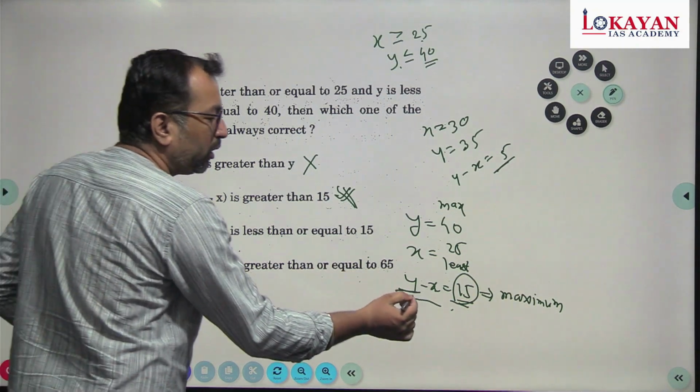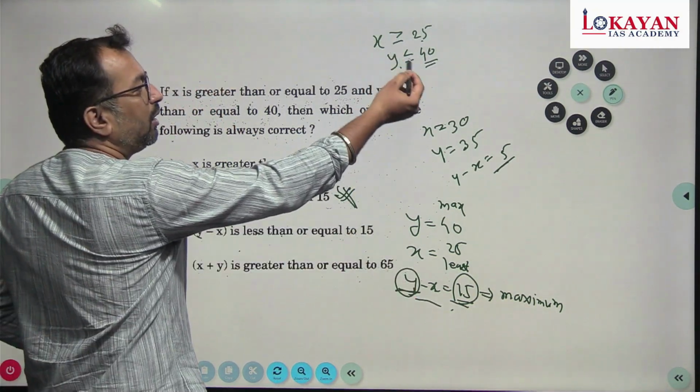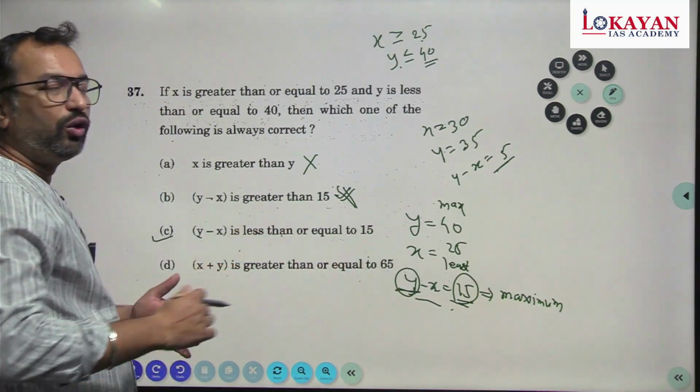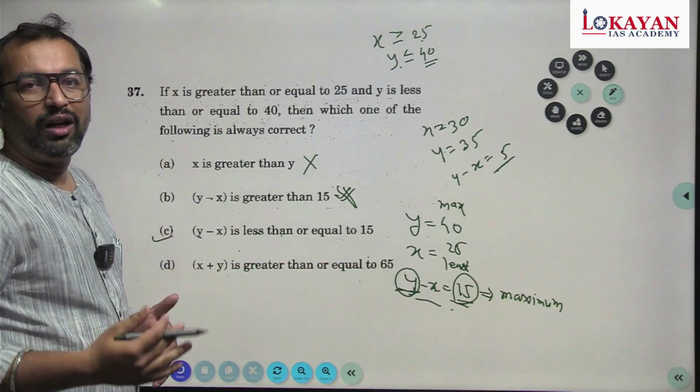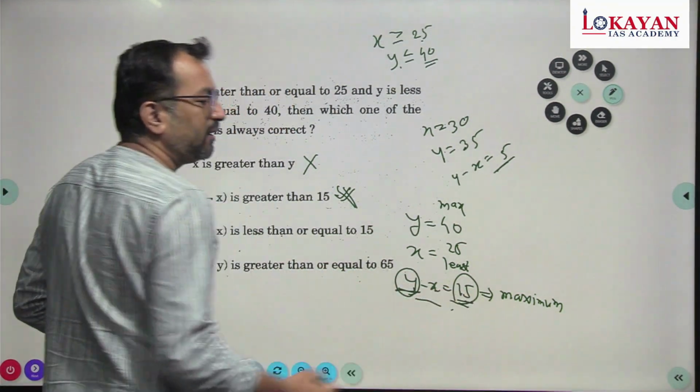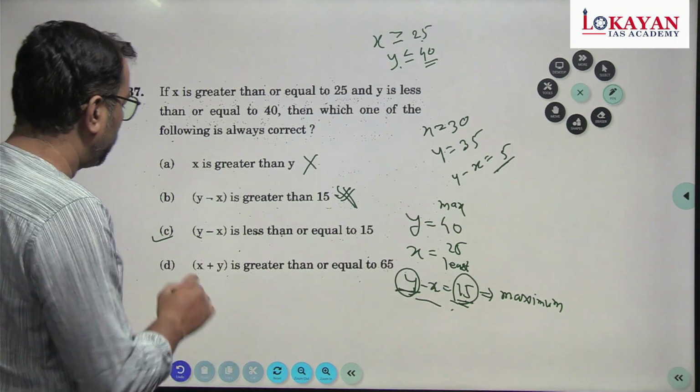Because the value of y, what is it always going to be? It is going to be less than 40. And the value of x is going to be more than 25 always. Right? So this y minus x is going to be less than or equal to 15. So option number C is correct.